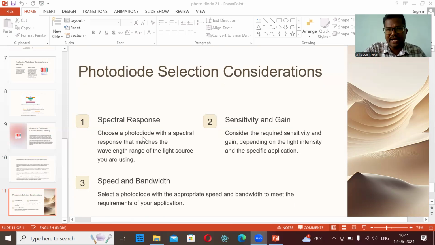So this is the end of the class. We will see another class. Okay, this is the photodiode overall discussion, with the PIN diode and avalanche diode. What is the working, construction, and application? This is the photodiode overall data. Okay, thank you all of you.